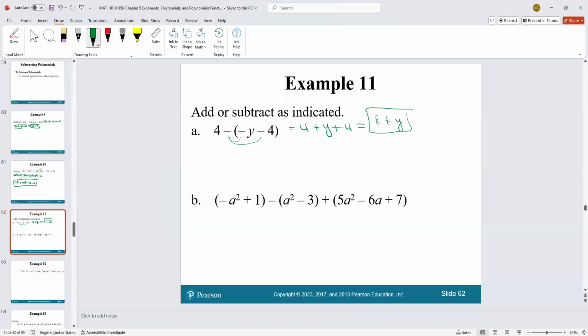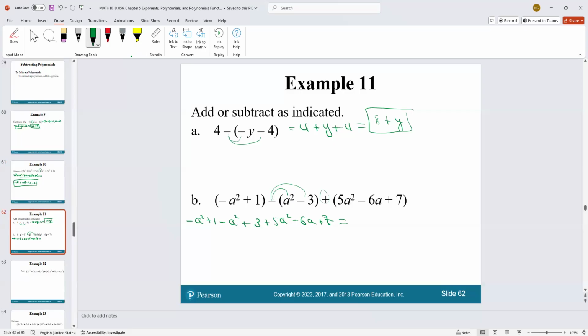And here, get rid of all the parentheses. Negative a squared plus 1. That negative becomes negative a squared. That negative becomes positive 3. Done with that one. Positive here, so nothing changes inside of this parentheses. 4a squared minus 6a plus 7. Let's simplify. Negative a squared.